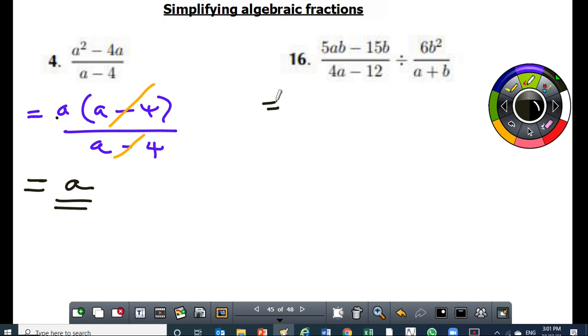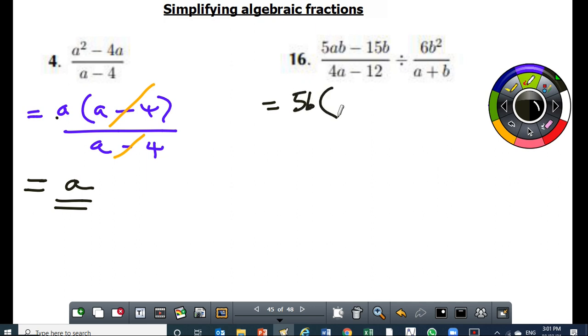Number 16 is slightly more complex, or rather I would say it's more complex than number 4. So you have to go fraction by fraction, numerator by numerator, denominator by denominator, checking if they can be factorized first. So start with the first fraction. Do we have a common factor? What's the common factor? It's going to be 5b.